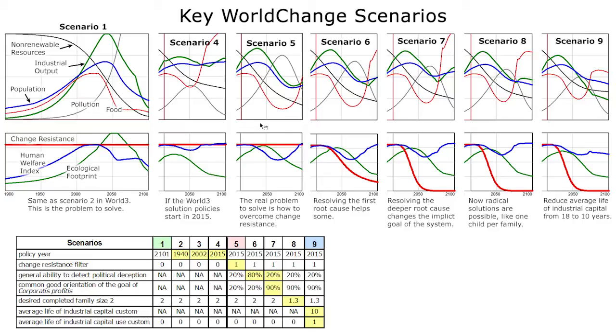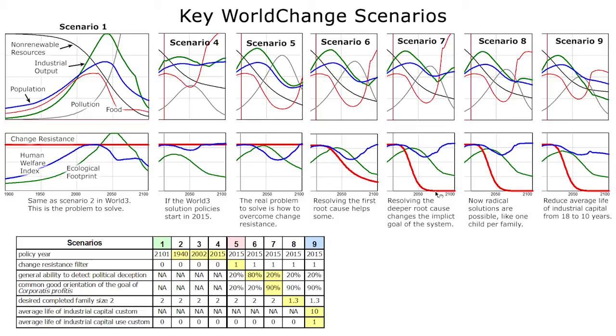This can be done with root cause analysis. Our analysis found two main root causes of change resistance. In Scenario 6, the root cause of why change resistance is successful is resolved. That helps some, but it's not enough. Scenario 7 goes a little deeper and resolves the root cause of the source of change resistance. That helps even more. Now change resistance doesn't fall slowly. It falls rapidly, and it falls all the way to zero.